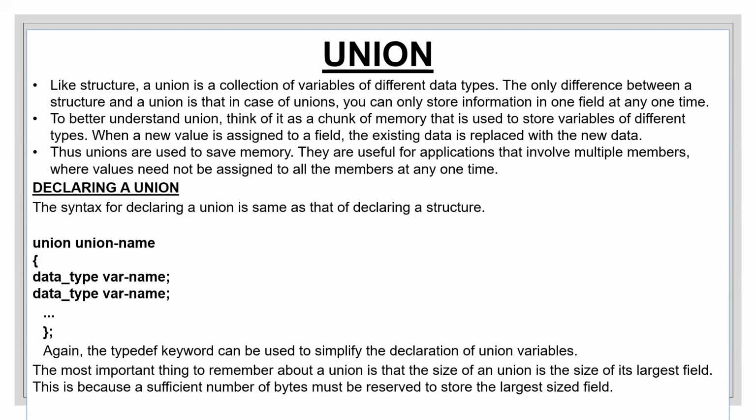The key feature of a union is that they share the same memory location for their members. This means that when you assign a new value to one field, it replaces the existing data in the union. Again, the typedef keyword can be used to simplify the declaration of union variables. The most important thing to remember about a union is that the size of the union is the size of the largest field. This is because a sufficient number of bytes must be reserved to store the largest size field.